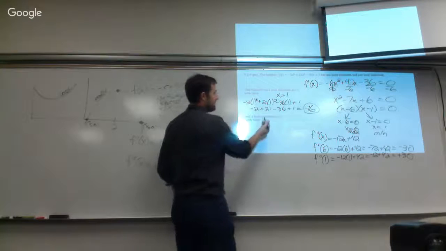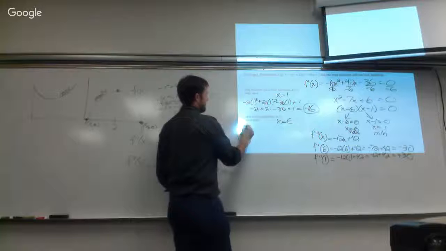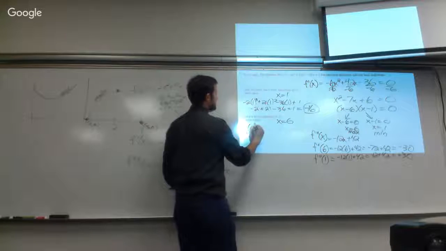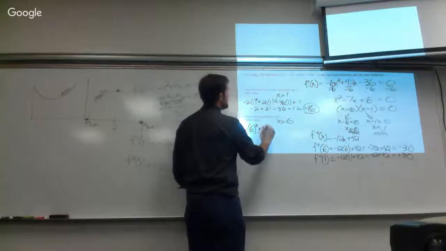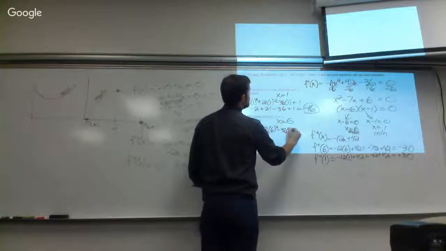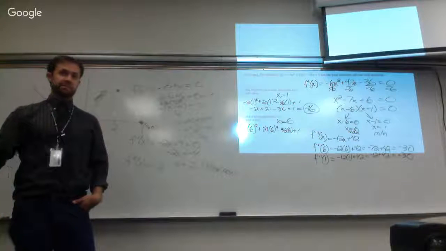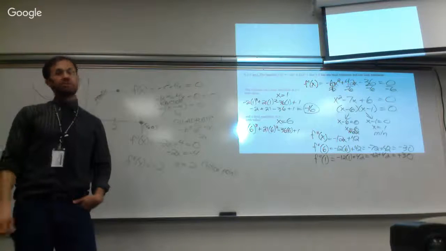So Mom, the maximum is at x equals 6, and what's the actual value there? You'd have to plug that in: negative 2 times 6 cubed plus 21 times 6 squared minus 36 times 6 plus 1. And then you calculate that, and that's your actual value. Mom, does that make sense? Yeah, really good question.